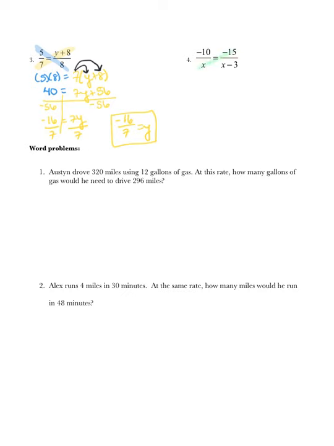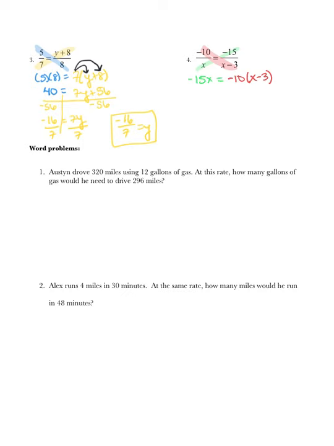Still going to do cross multiplication. That doesn't change. But this time we have variables on both sides. So I have negative 15x equals negative 10 times x minus 3.